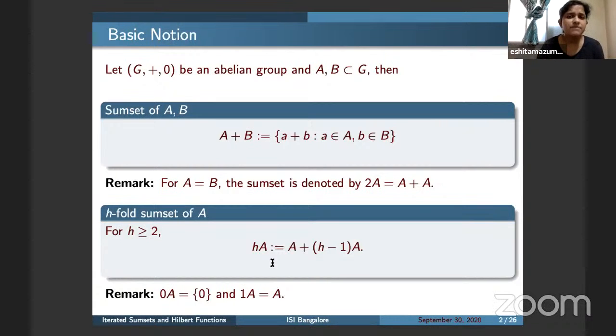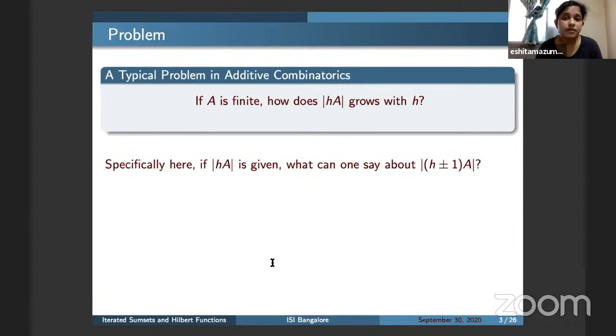A typical problem in additive combinatorics is to study the growth of the cardinality of the h-fold sumset of A while h is increasing, where my set A is a finite set. In this particular talk, we are mainly interested in studying the cardinality of the (h minus 1)-fold sumset of A when the cardinality of the h-fold sumset of A is given.